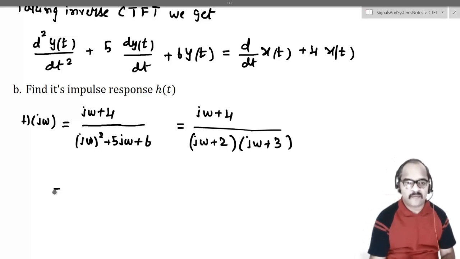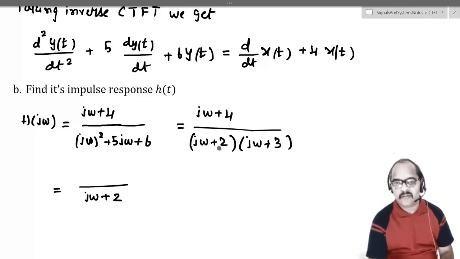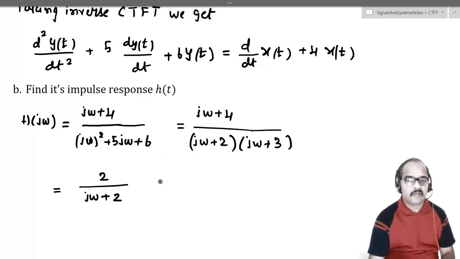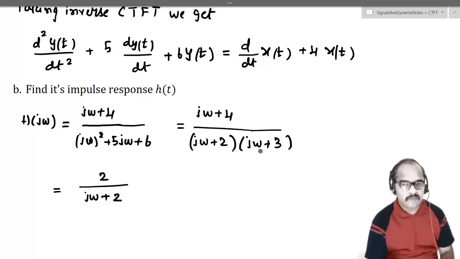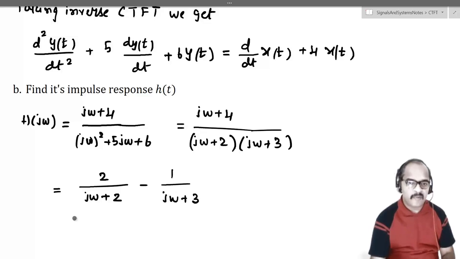So if you do partial fraction expansion, let us do that. We have j omega plus 2 in the denominator. If you replace j omega with minus 2, what will happen here? The other factor is 1, and the numerator would become 2. So you'll get 2 by (j omega plus 2). And again, if you replace j omega with minus 3, you will get 1 in the numerator by minus 1 in the denominator. So you will get minus 1 by (j omega plus 3).